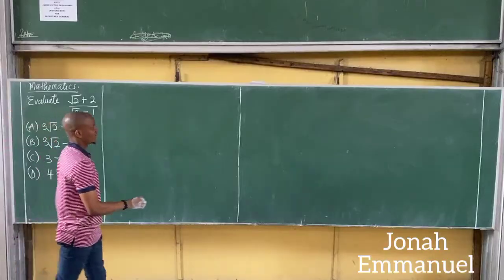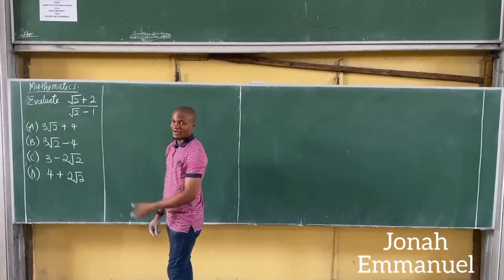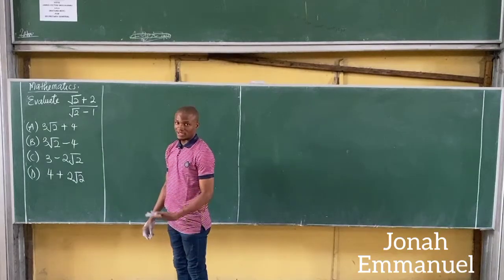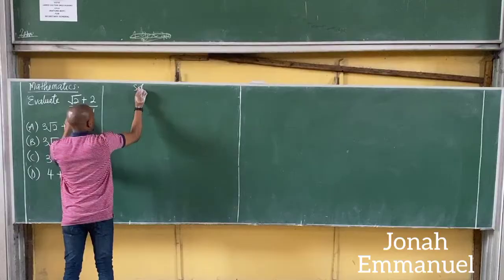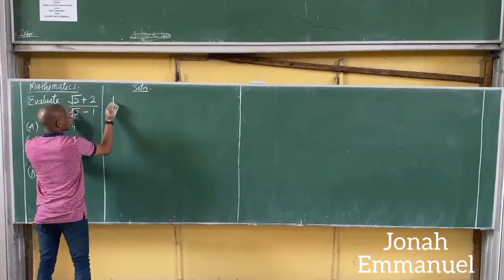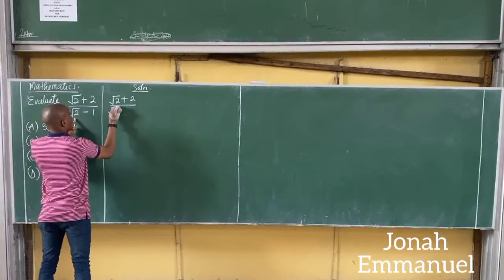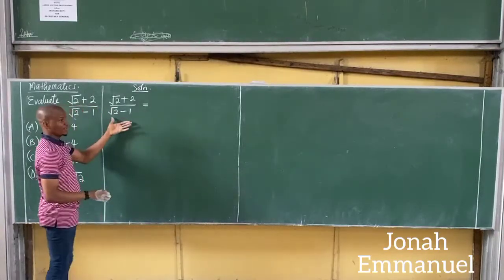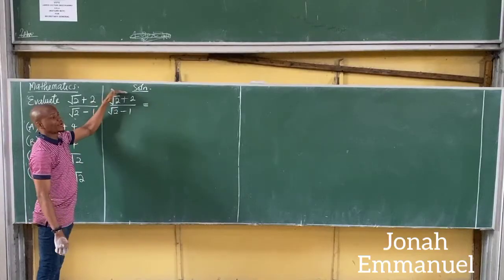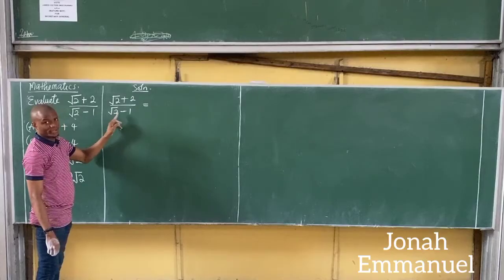So how do you solve this? It's simply a question. We want that rationalization. That's the question here. So this is how we got from now. The solution makes that (root 2 plus 2) all over (root 2 minus 1) now equal to... how do you solve this? Multiply both numerator and denominator by the conjugate of the denominator.